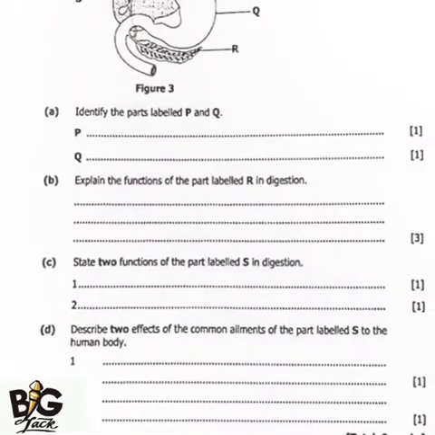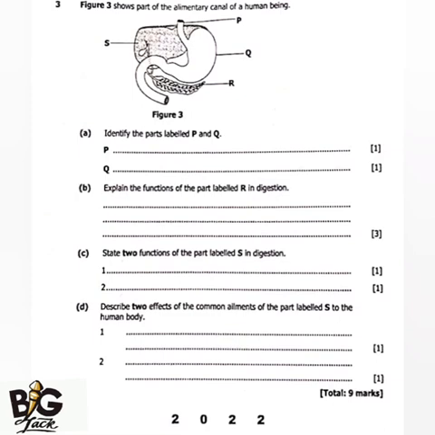As for question 3, it is saying figure 3 shows part of the alimentary canal of a human being. We have structure P, which is called the gullet or the esophagus. Then Q is called the stomach, R is called the pancreas, and the last one, S, is called the liver. Question A says identify the parts labeled P and Q. P is the esophagus or gullet, and Q is the stomach.